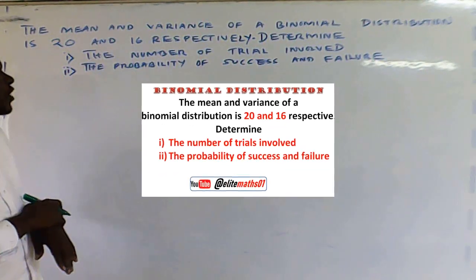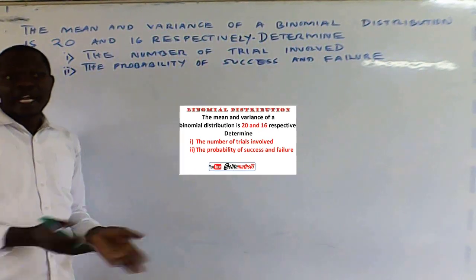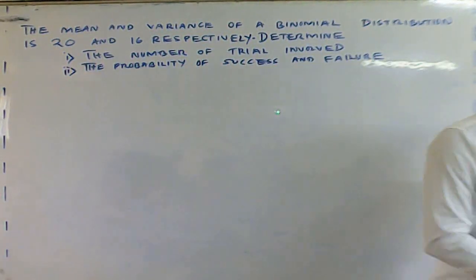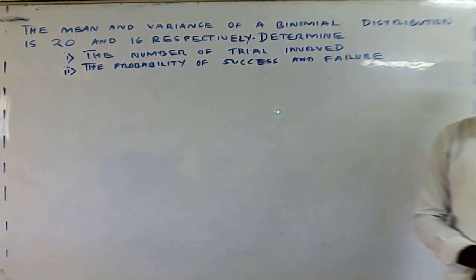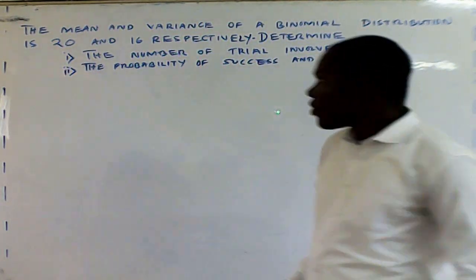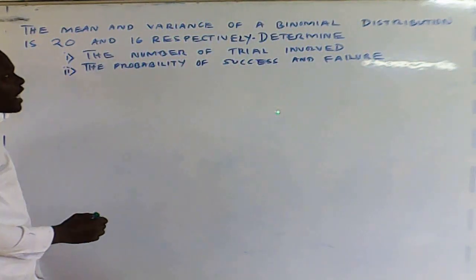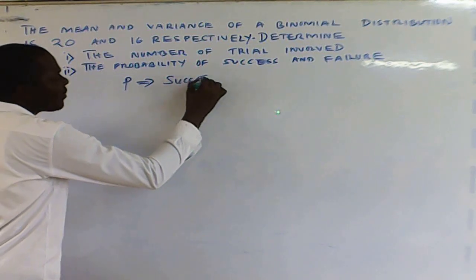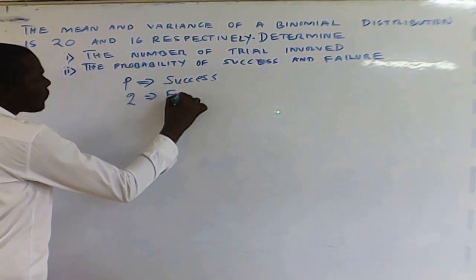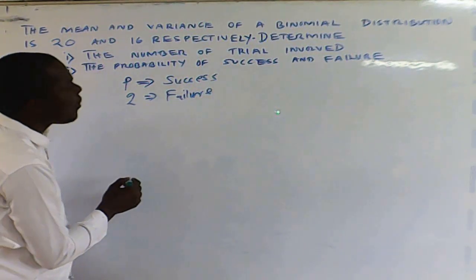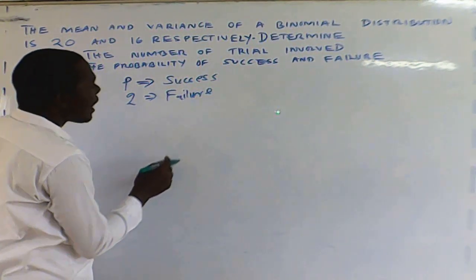Now, to handle this kind of case, you simply go by definition. A binomial distribution is a case where you only have two possibilities, happening n number of times, and those number of times are the trials. So if you have two possibilities, P and Q, then one is the success, and the other one is the failure.